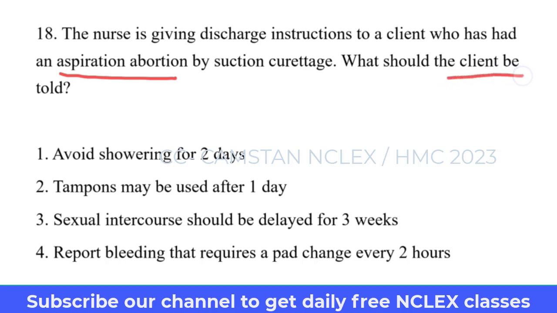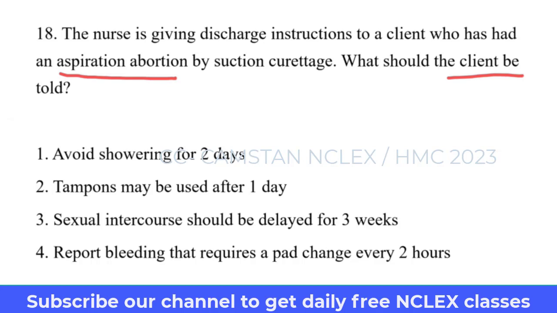So if we talk about the aspiration abortion, aspiration abortion is a procedure that uses a vacuum source to remove an embryo or fetus through the cervix. And this aspiration abortion is mainly done to induce abortion as a treatment for incomplete or spontaneous abortion, or in many cases it is used to expel retained fetal and placental tissues.